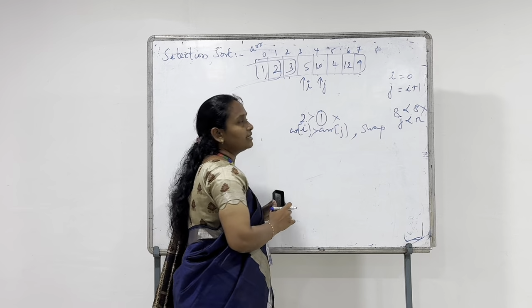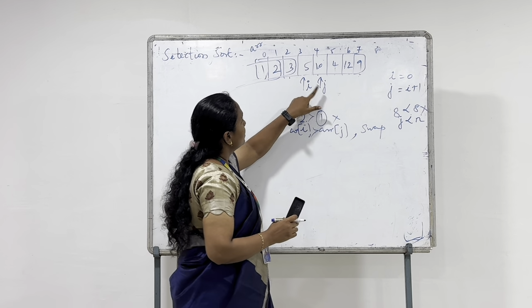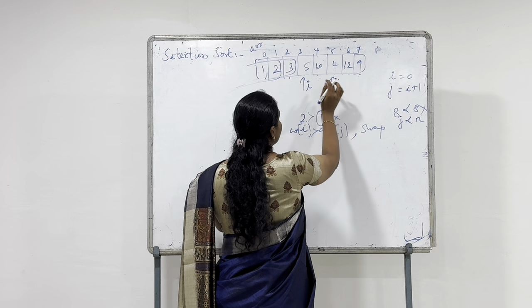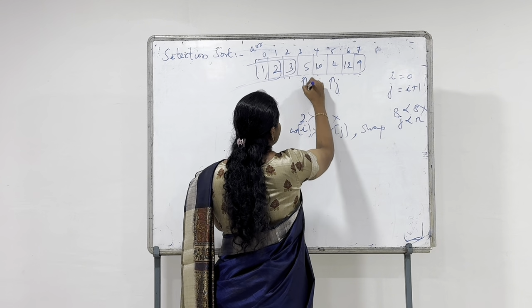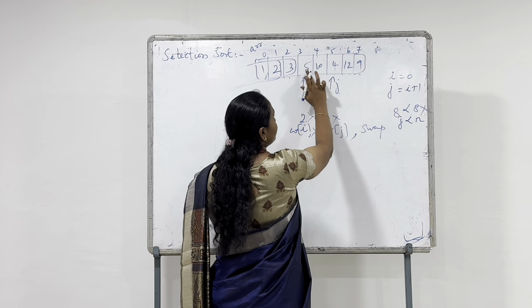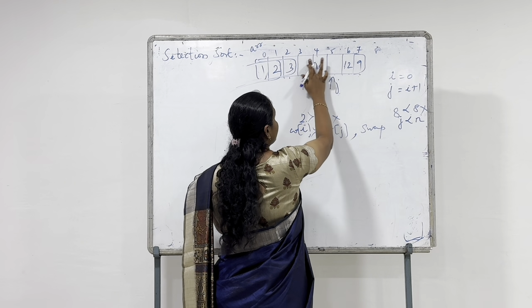So 5 is lesser than 10. Now it is right. Now increment j. Okay, I is here. Compare 5 and 4. 5 is greater than 4, so swap.